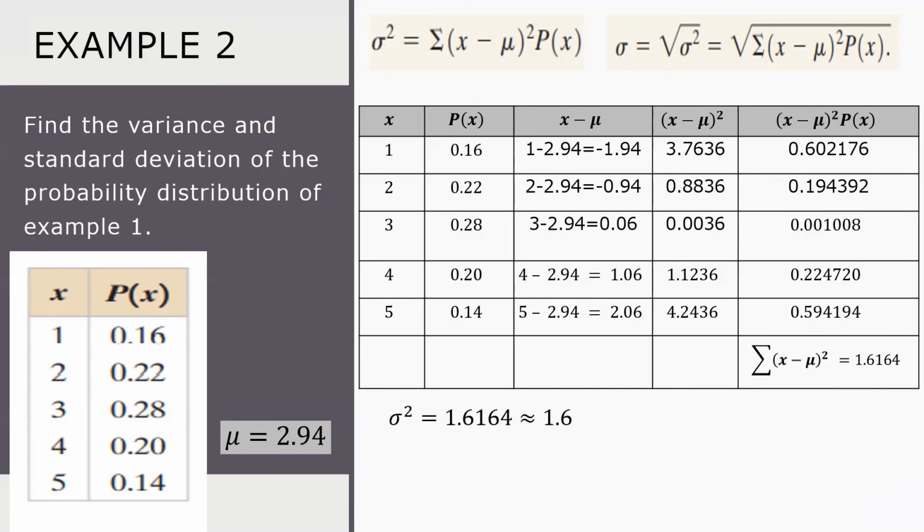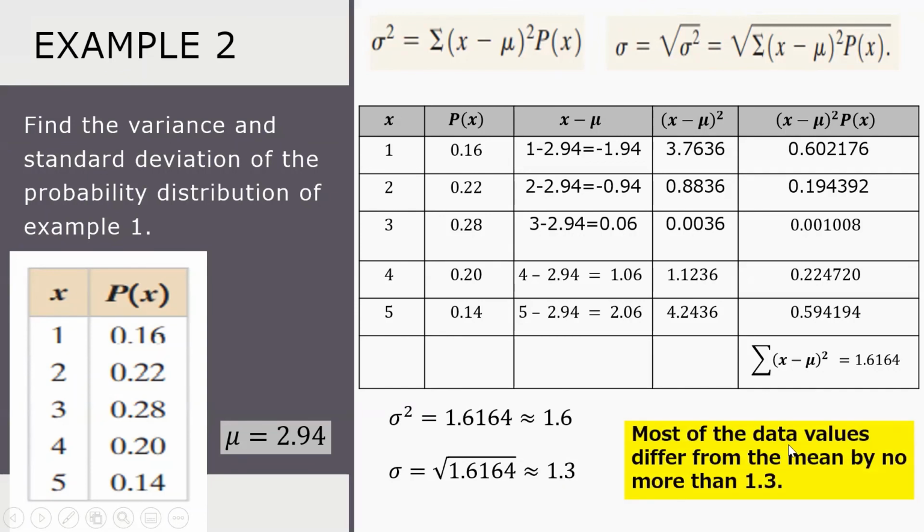To find the standard deviation, just get the square root of 1.6. That is 1.3. So the standard deviation is 1.3. It means that most of the values differ from the mean by no more than 1.3.